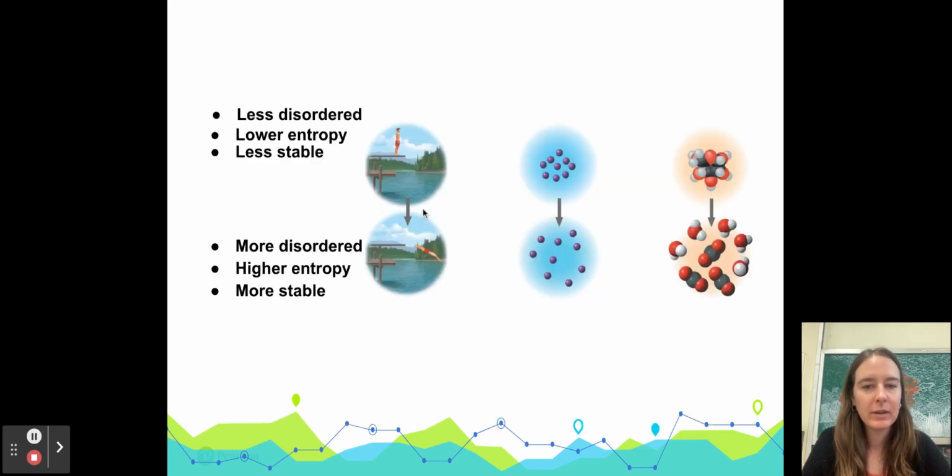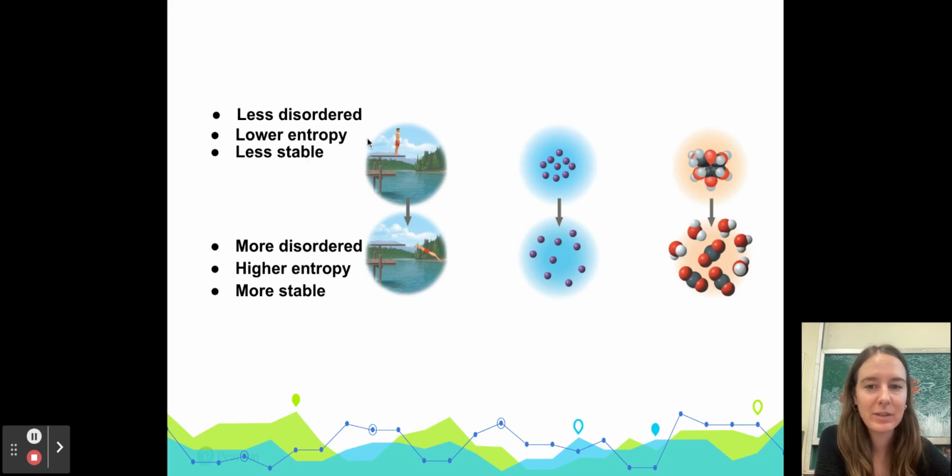So here, again, some other examples. On the top here, we have less disorder. Everything's kind of in its place, right? This diver is in its place. In this case, the atoms or molecules here are nicely put together. They're in one space. They're organized the same way in this molecule. There's lower entropy because we have more order.